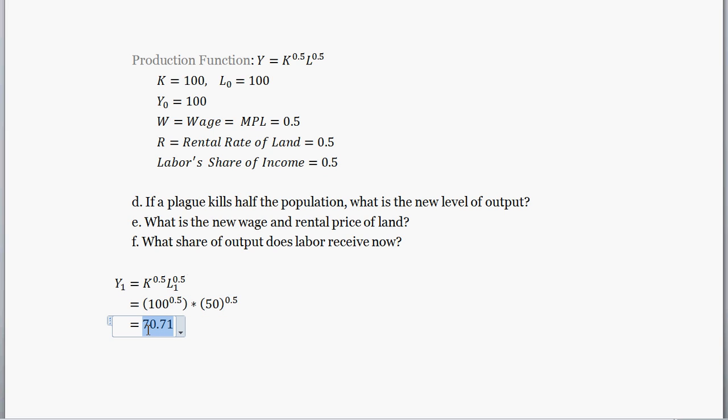So obviously you would expect output to decrease quite a bit. So output has decreased from 100 to 70. Awesome. So that's out of the way.